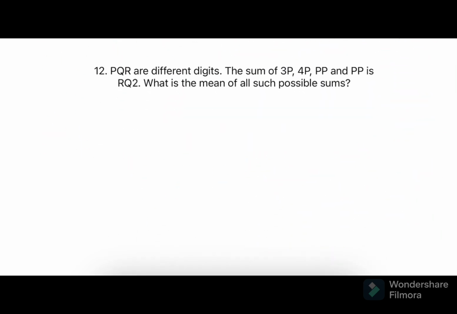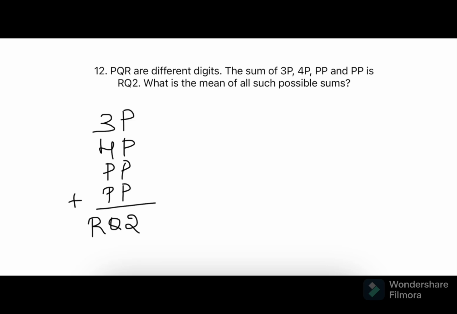Question number 12. P, Q, R are different digits. The sum of 3P, 4P, PP and another PP is RQ2. What is the mean of all such possible sums? Okay, so now we have 4 different numbers here. We don't know what P stands for. 3P, 4P and 2 PP numbers getting added. So the summation of all of these is equal to RQ2.